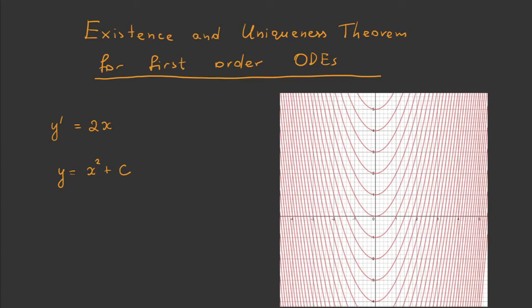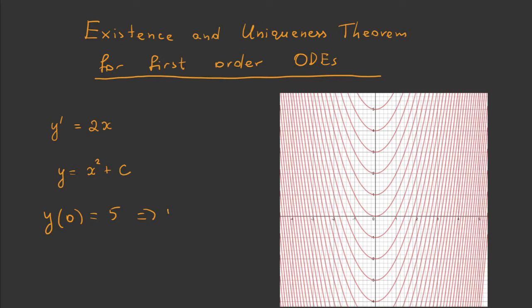Now, if we impose an initial condition, for example, if we're requiring that our solution have a specified value at x equals 0. Suppose we're looking for the solution whose value at x equals 0 is 5, then it is easy to find that the value of the constant c in this case must be 5. Just plug in x equals 0 and y equals 5 in the general solution to find that the constant c must be 5.